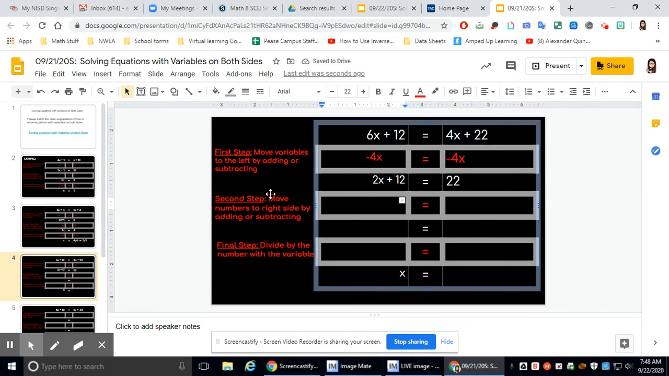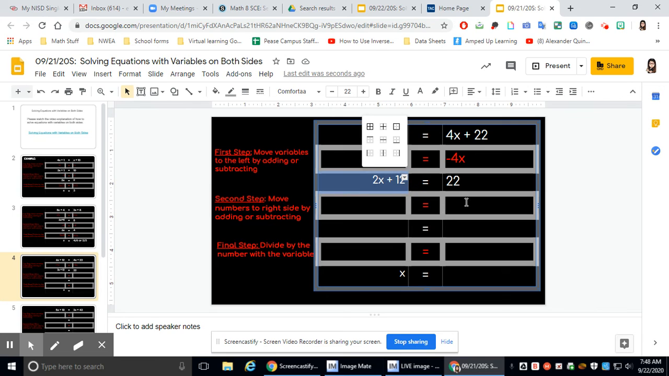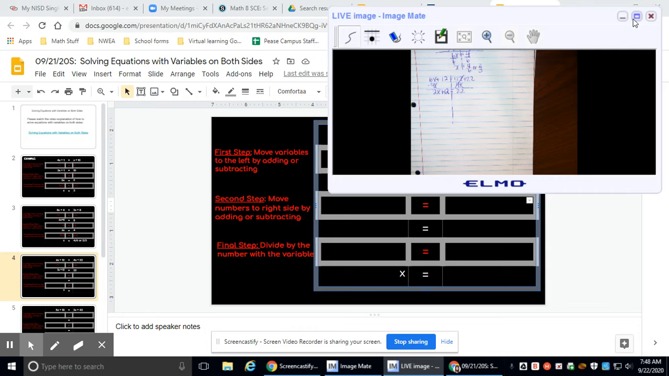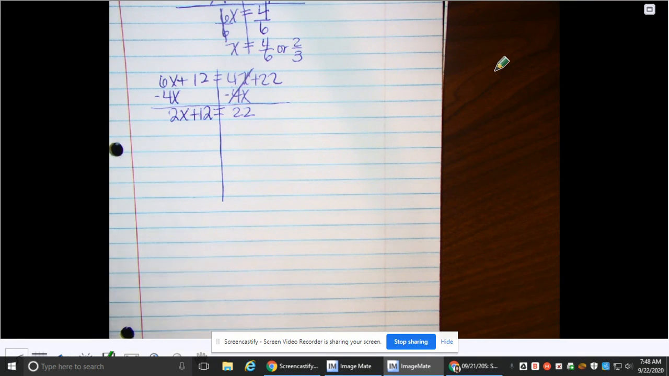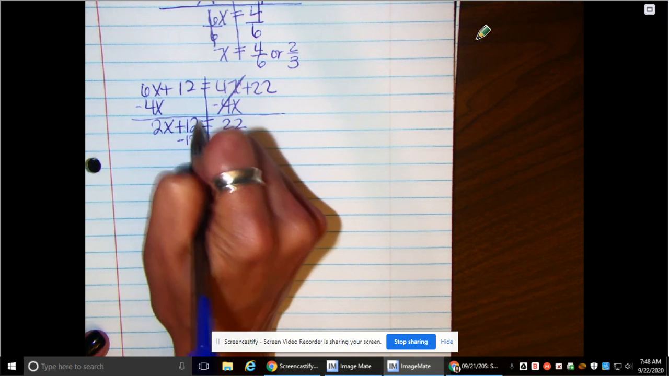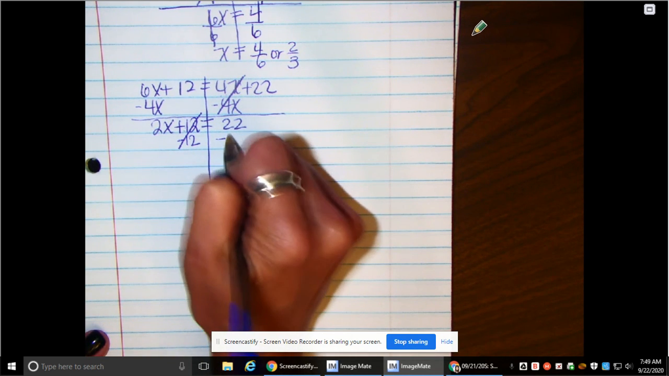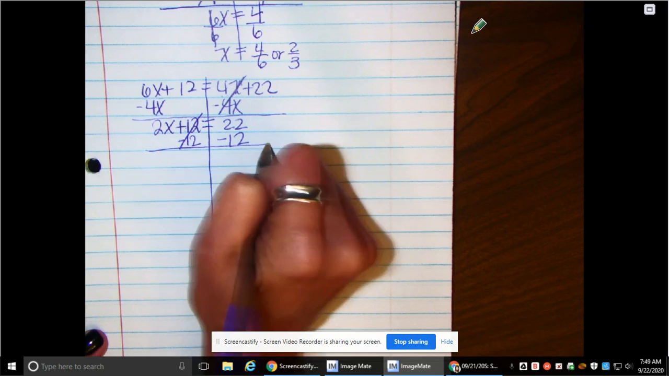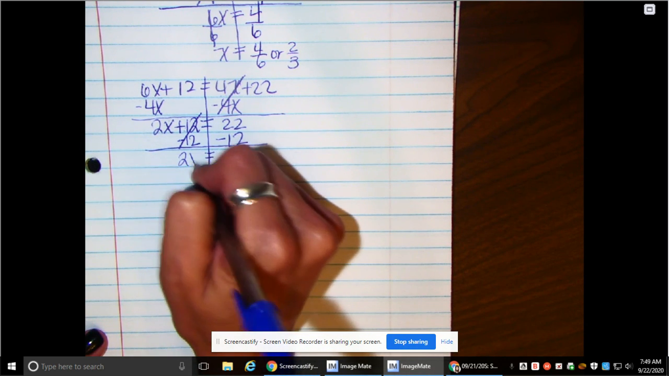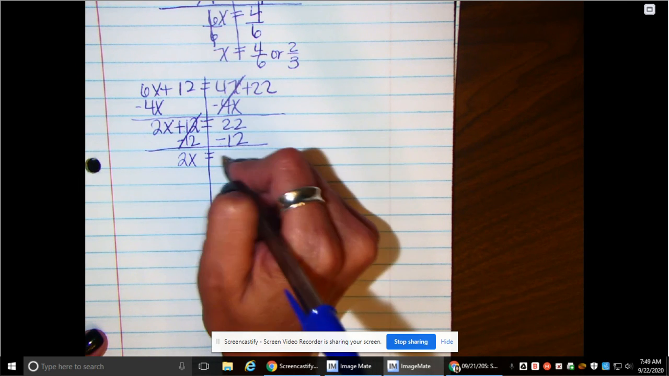My next step, it says second step, move numbers to the right side by adding or subtracting. The only number that I have that needs to be moved is going to be this positive 12. It needs to be over here. So let's do that. In order to move this, it's a positive 12. You'll put negative 12 or minus 12 to cancel it out on the left side. Now, on the left side, all I have left is 2x. And on the right side, 22 minus 12 will give me 10.